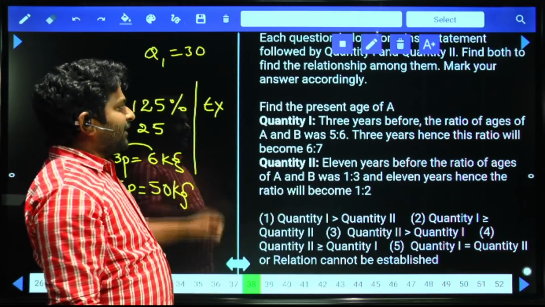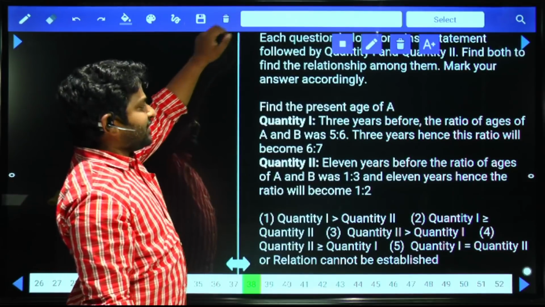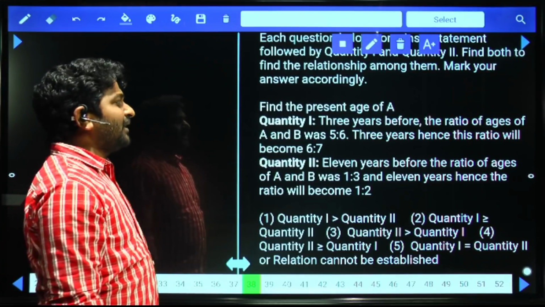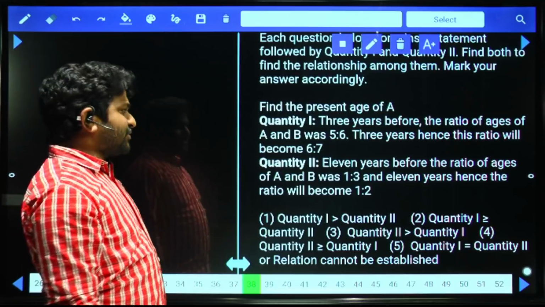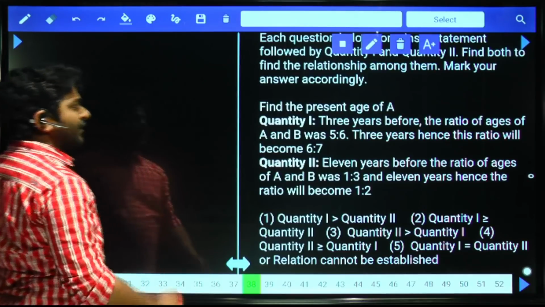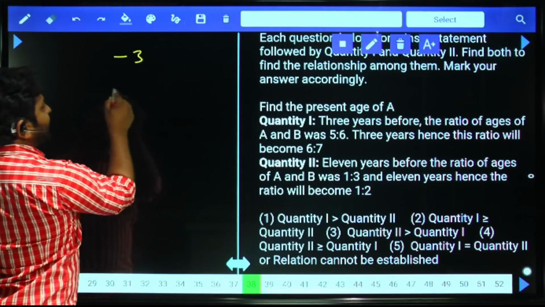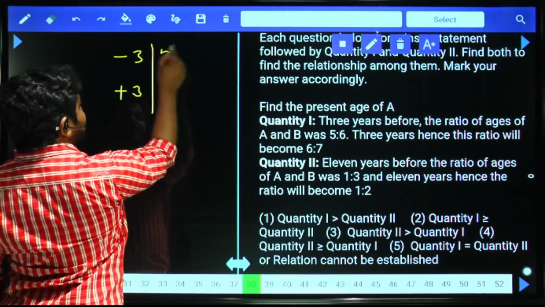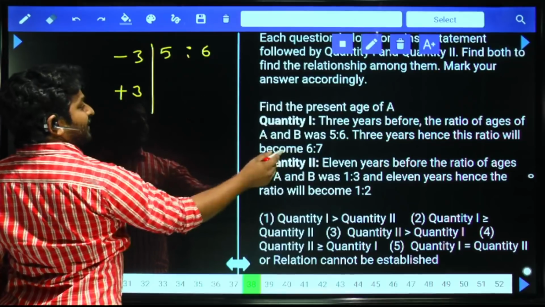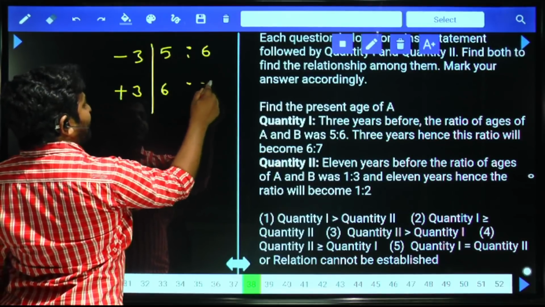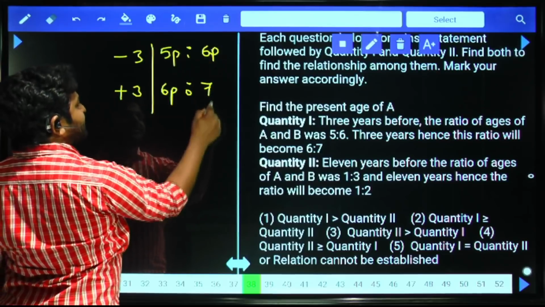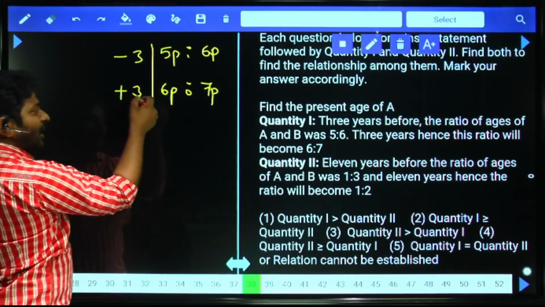Next. The present age of A. 3 years before, the ratio of ages of A and B was 5:1. 3 years hence, this ratio will become 6:7. 3 years before and then after 3 years. The ratio, initially it was given as 5:6 and then 6:7. Now 5 parts, 6 parts, 6 parts, 7 parts. 3 years back to after 3 years.